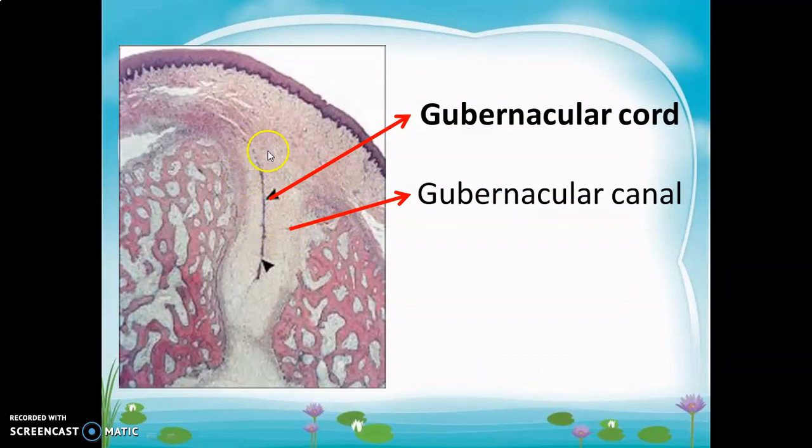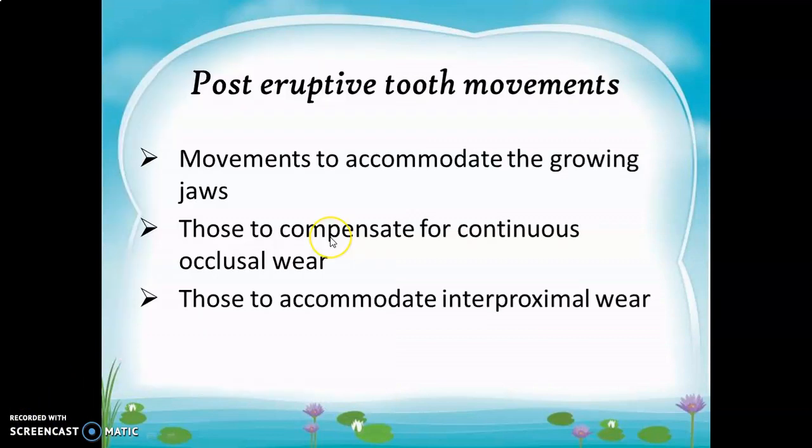Here in this H&E diagram, you can see the gubernacular canal and the gubernacular cord, which is the remnants of dental lamina. Once the tooth reaches the occlusal plane, it is in its functional position. But if the jaw grows further, or if there is continuous occlusal or interproximal wear of teeth, they move to compensate for all these and to get back to their functional position, which are known as post-eruptive tooth movements.